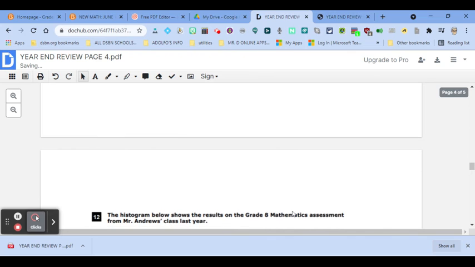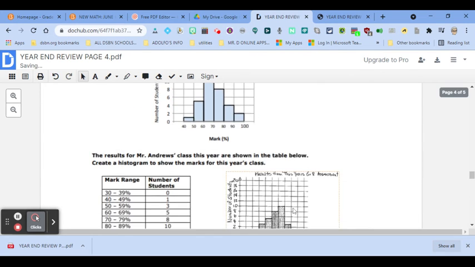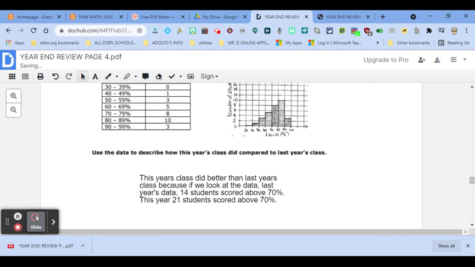And then I have question 12 here, right, looking at Mr. Andrews' math class. There's last year's data in a histogram. Okay, I have this year's histogram identified here. Okay, and this year's class actually did better than last year's. Because if I look at the 70 and above range, I have more students who are achieving at 70%. I have 14 last year, and I have 21 students this year who are achieving 70% and better.